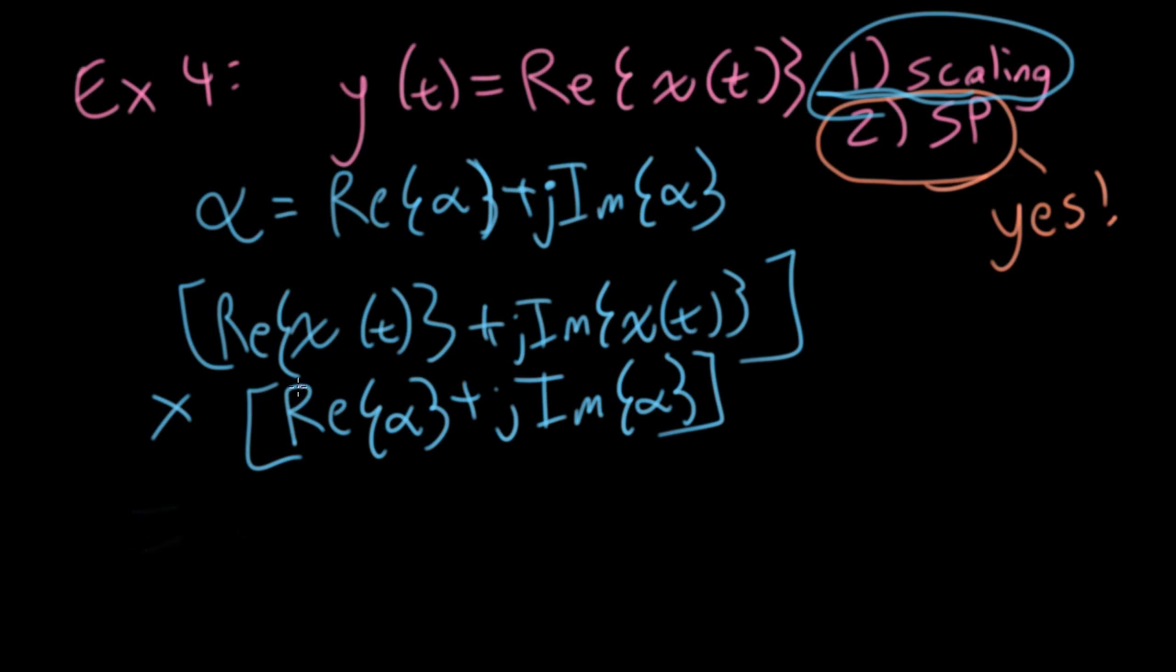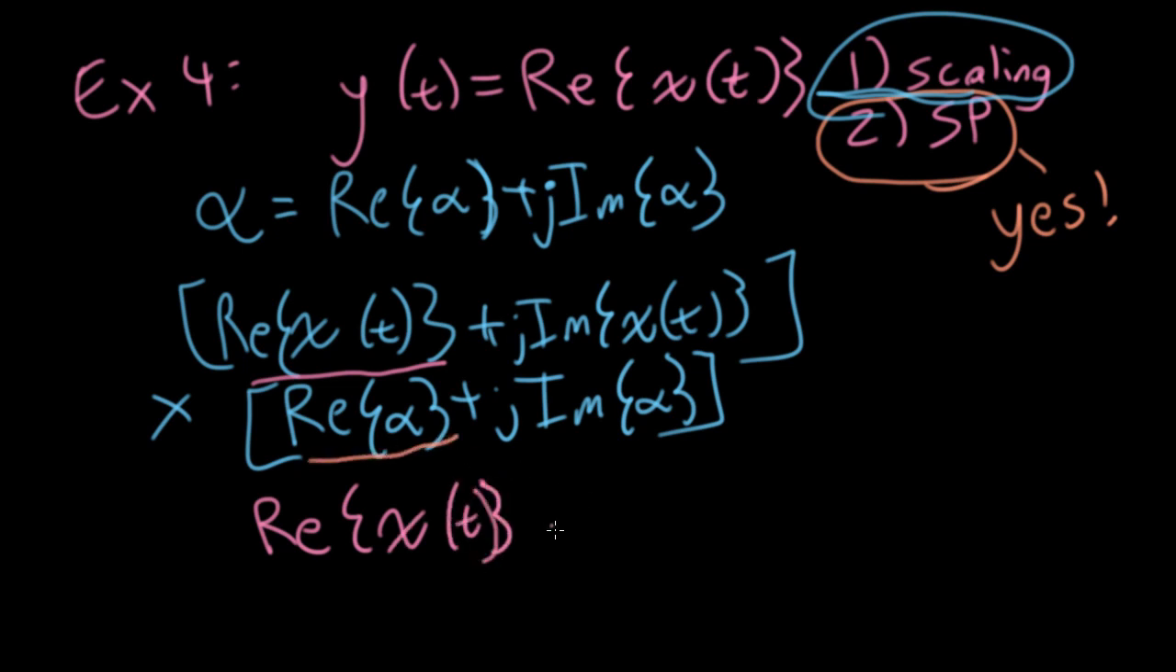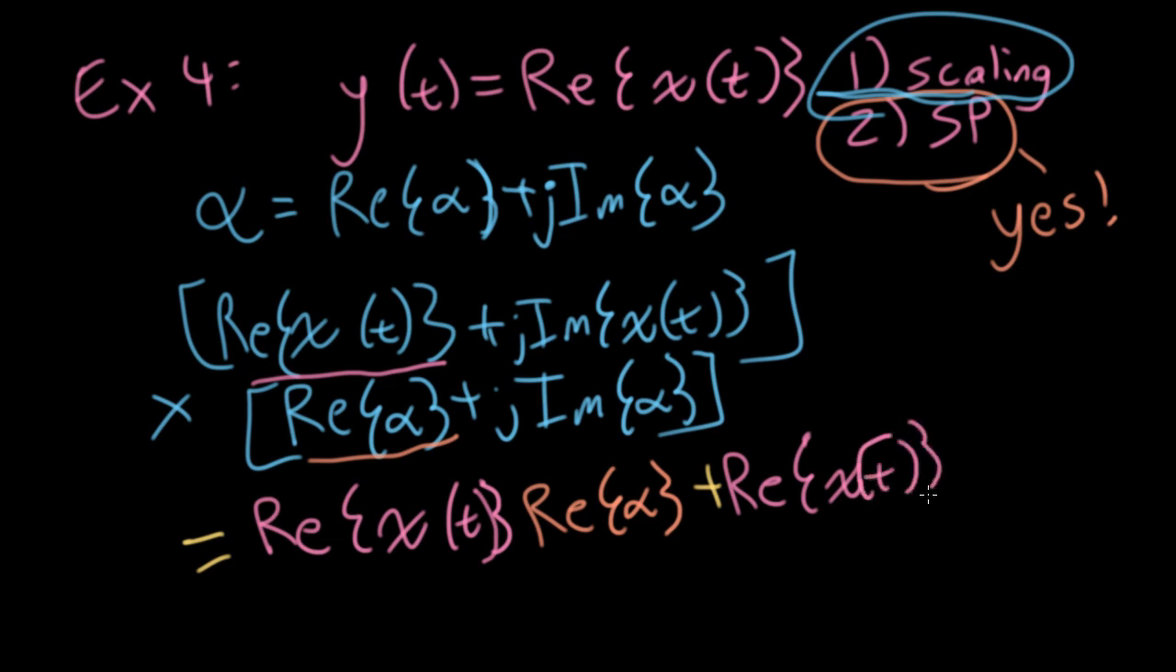So when I multiply these things together, I'll have the real part of x of t times the real part of alpha. And then I'm going to add to it the real part of x of t times the imaginary part of alpha. And this term here, actually, let me write this a little bit differently. This has a j on it from this imaginary part here.